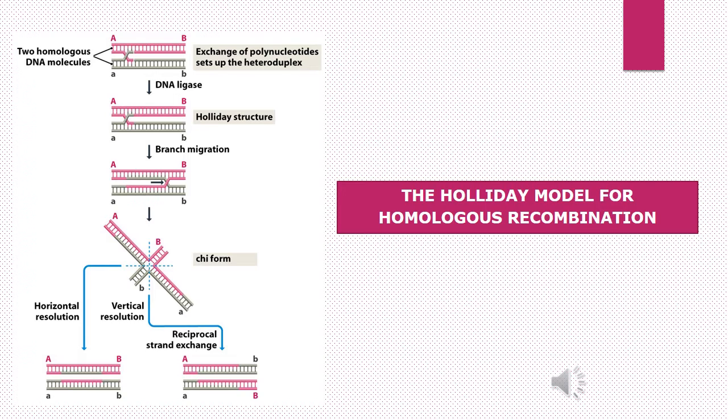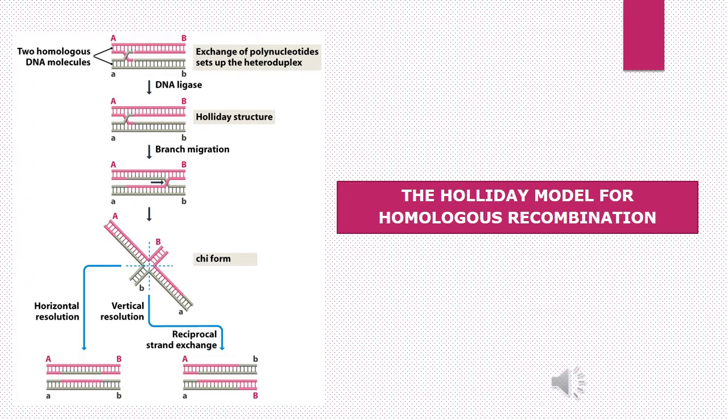Movement of the Holliday junction is the fourth step. A Holliday junction moves along the DNA by the repeated melting and formation of base pairs. Each time the junction moves, base pairs are broken in the parental DNA molecules, while identical base pairs are formed in the recombination intermediate. This process is called branch migration.